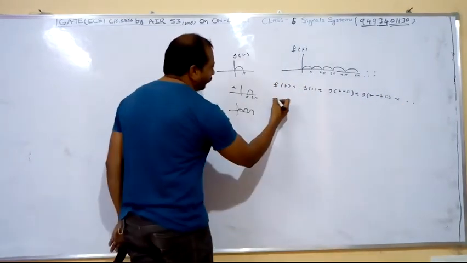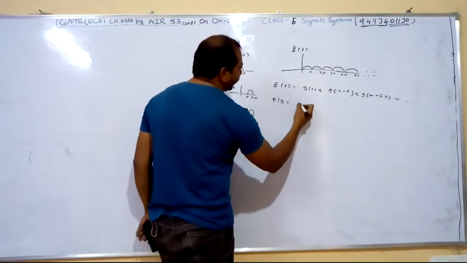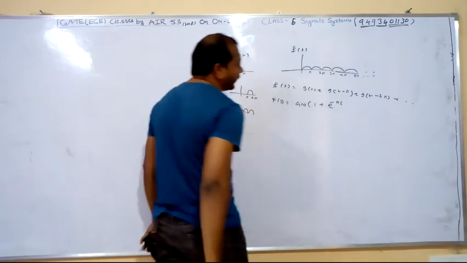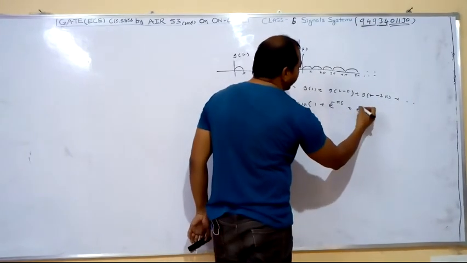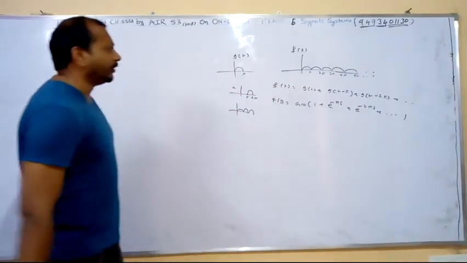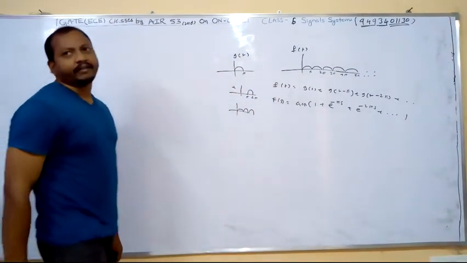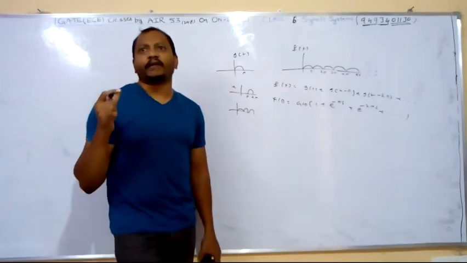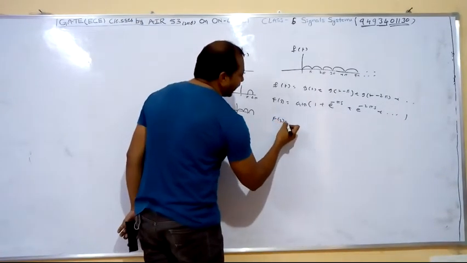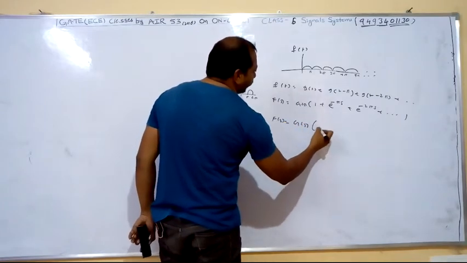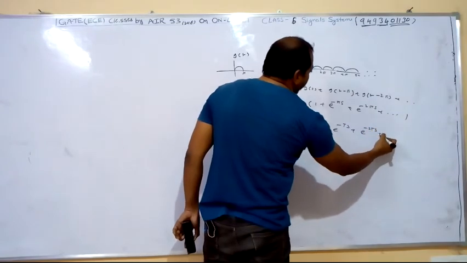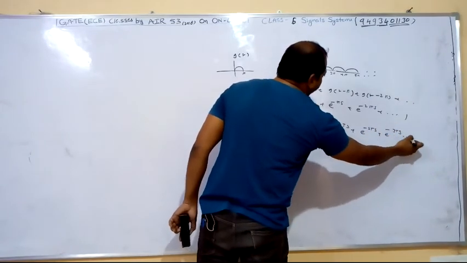If you take the corresponding transform, F of s is equal to G of s into 1 plus e to the power minus pi s by the shifting property, plus e to the power minus 2 pi s, and so on. Suppose instead of pi, it is repeated for equal intervals of time T. Then in general F of s equals G of s into 1 plus e to the power minus Ts plus e to the power minus 2Ts plus e to the power minus 3Ts, and so on.